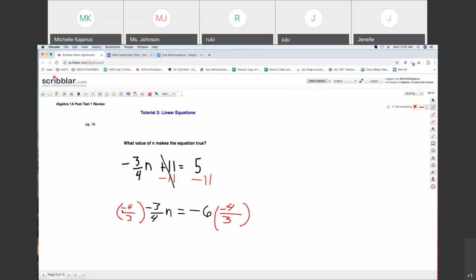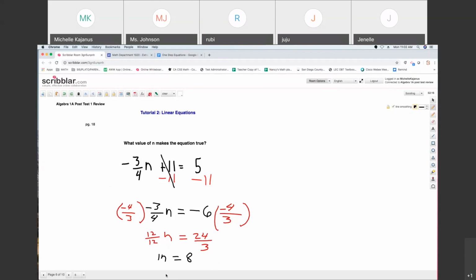Now, when I multiply this out, negative 4 times 3 is 12. I'm going to have 12 over 12 n equals negative 6 times 4 is 24, divided by 3. 12 over 12 simplifies to 1. This becomes 1n equal to 24 divided by 3, which is 8.